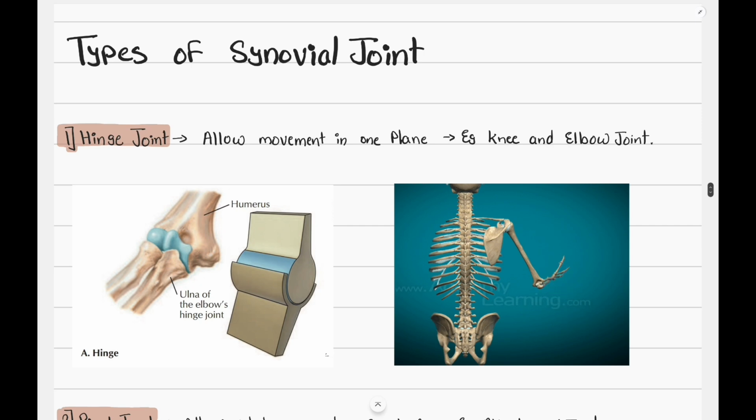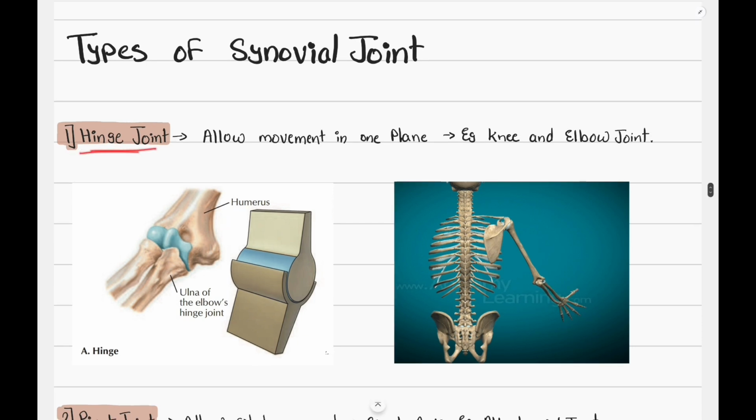Now coming to the types of synovial joint. So there are various types of synovial joints and we'll be covering them one by one. Our first type of joint is the hinge joint. Hinge joint allows movement in one plane. You can correlate with door hinges, which only allow the movement of the door in one plane. It does not allow upward, downward or any other movement. Examples of this joint are the knee joint and elbow joint.